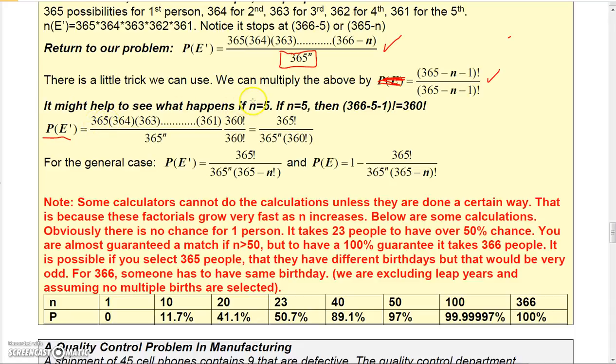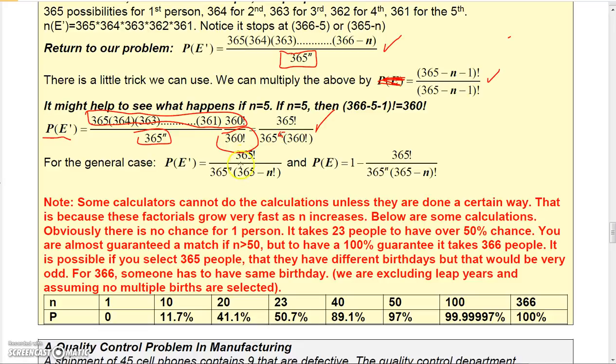If there's 5 people in the room, then this would go down to 365 to 361, and then we would multiply by 360 factorial over 360 factorial, and that would cause this entire top to be 365 factorial, and then the bottom would be 365 to the N times 360 factorial, and then we actually would get this expression. And by the way, the N should be a 5.